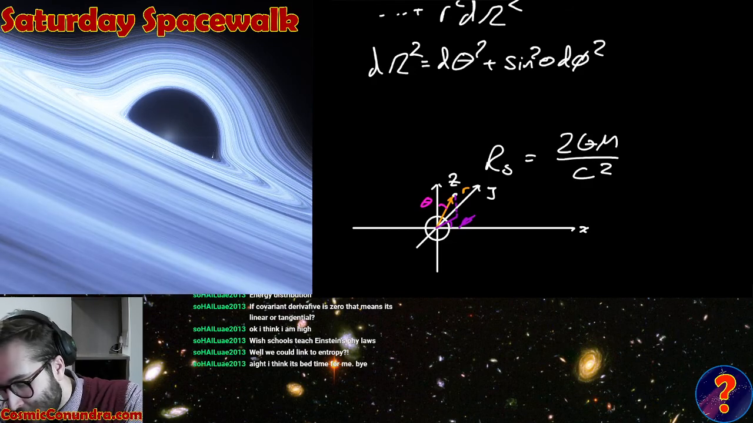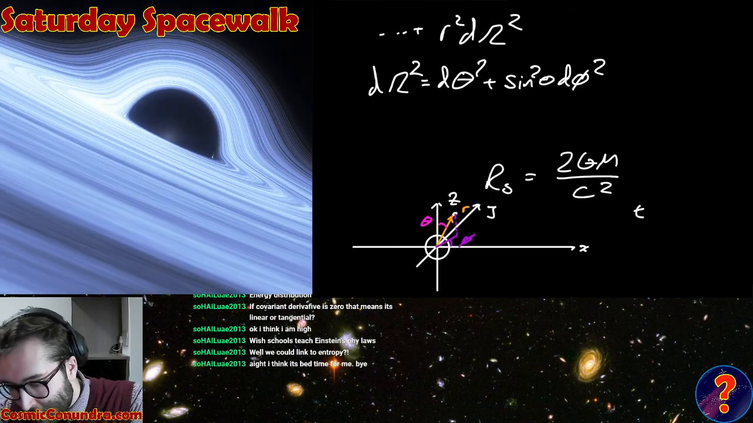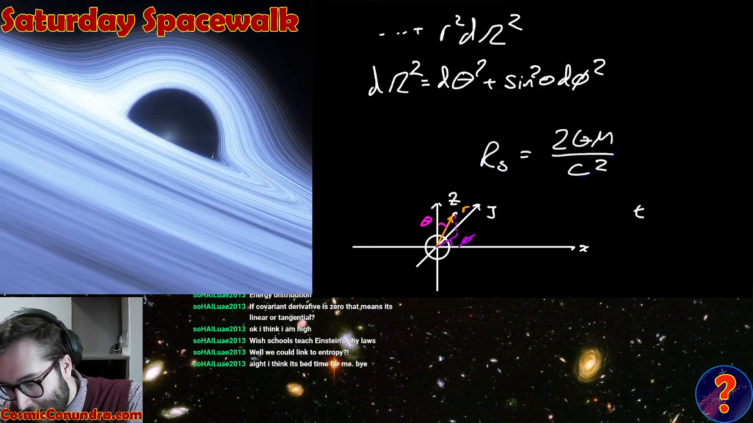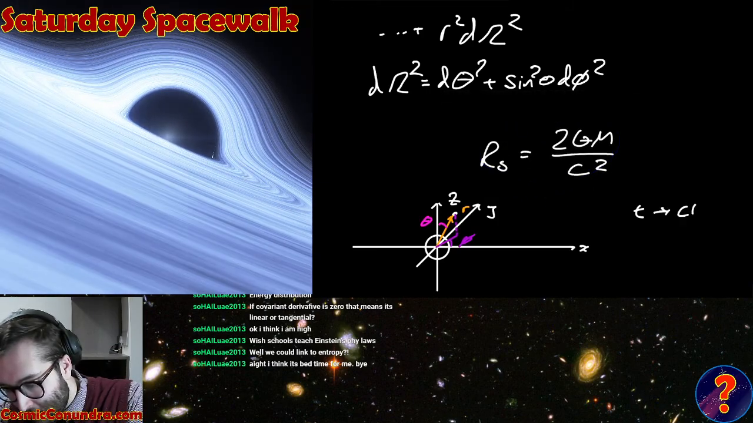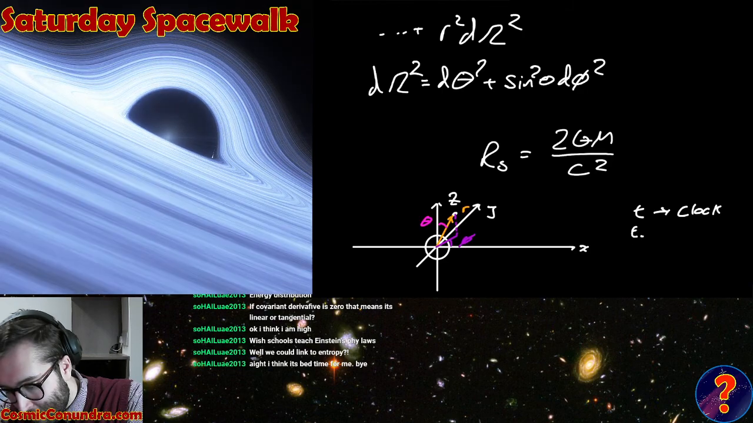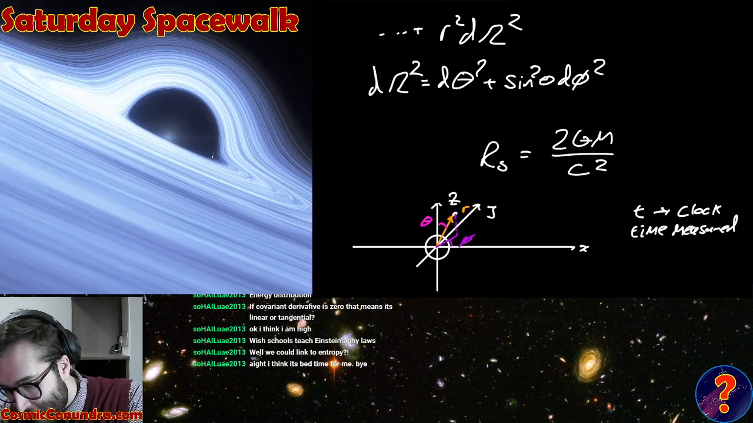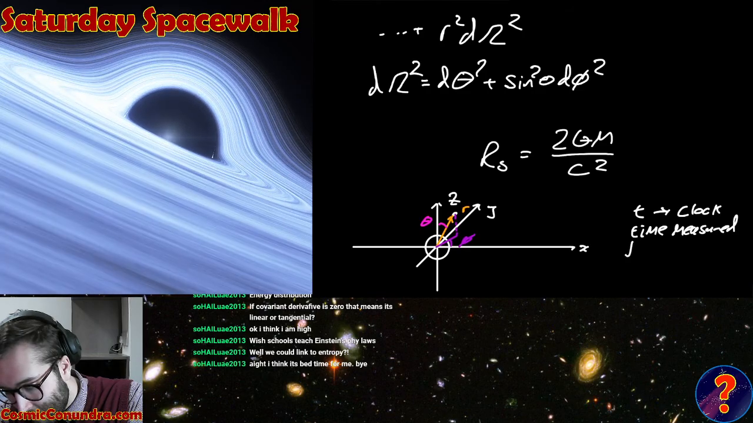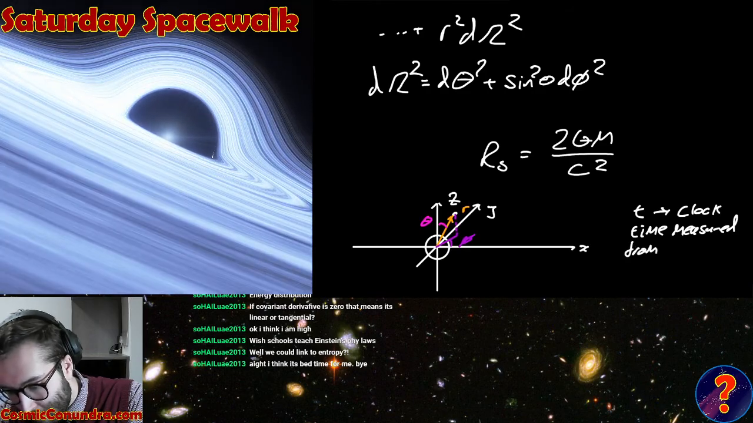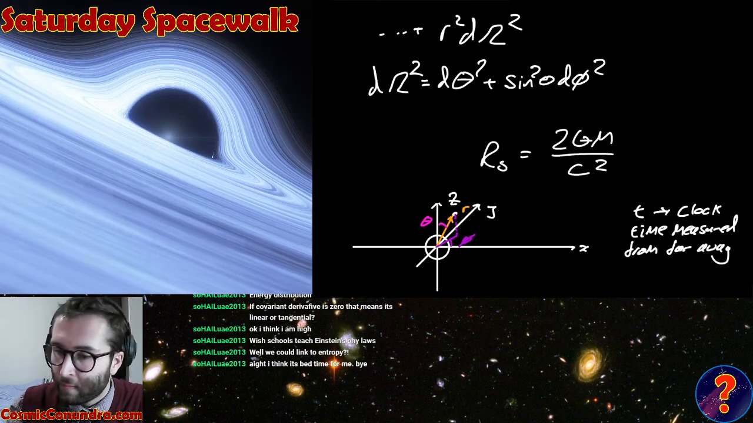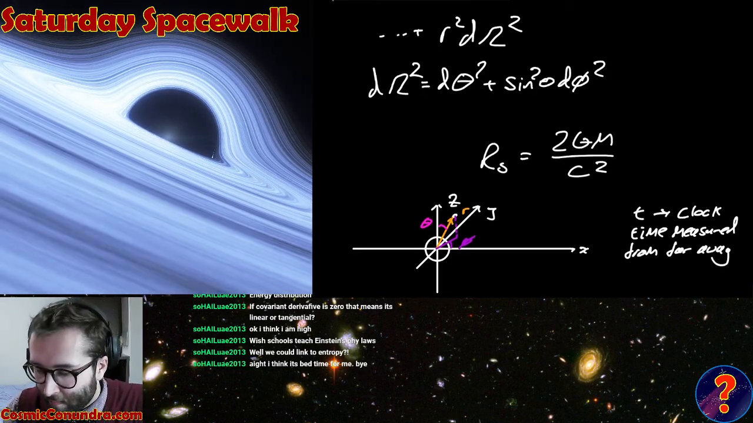And then the time coordinate. The time coordinate in the Schwarzschild metric is the clock time measured by someone very far away from the black hole. Okay? That's how we define it.